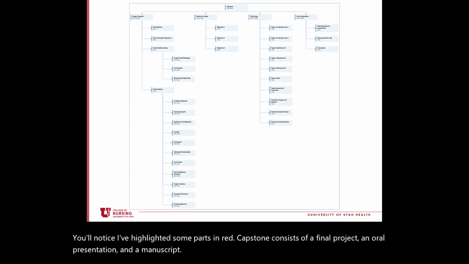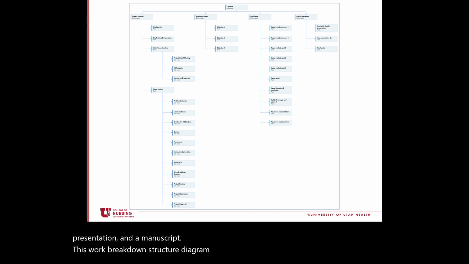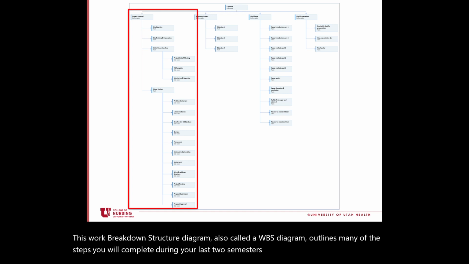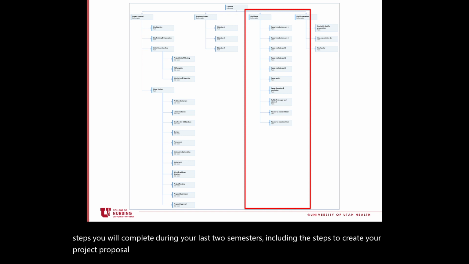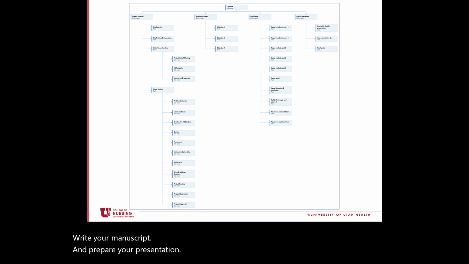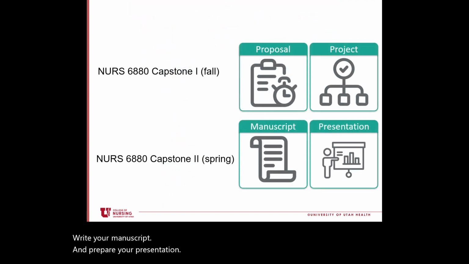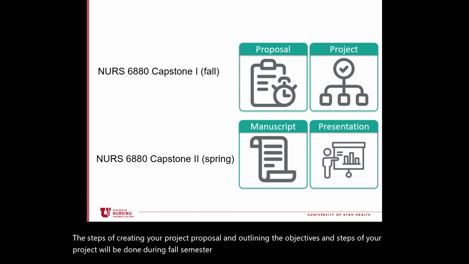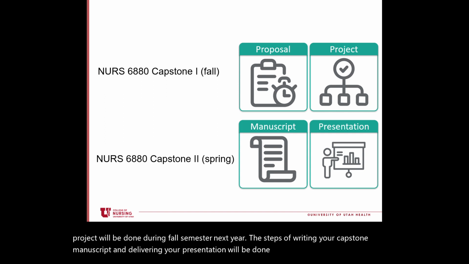This work breakdown structure diagram, also called a WBS diagram, outlines many of the steps you will complete during your last 2 semesters, including the steps to create your project proposal, write your manuscript, and prepare your presentation. The steps of creating your project proposal and outlining the objectives and steps of your project will be done during fall semester next year. The steps of writing your capstone manuscript and delivering your presentation will be done during spring semester next year.